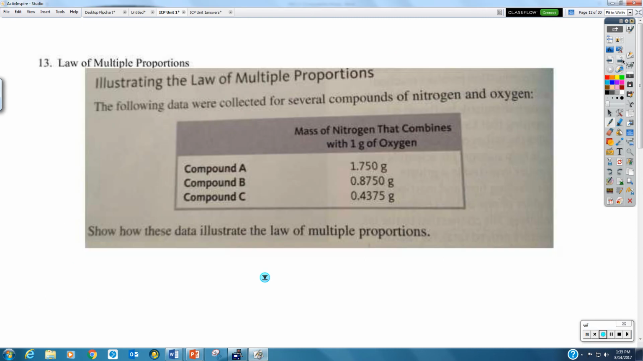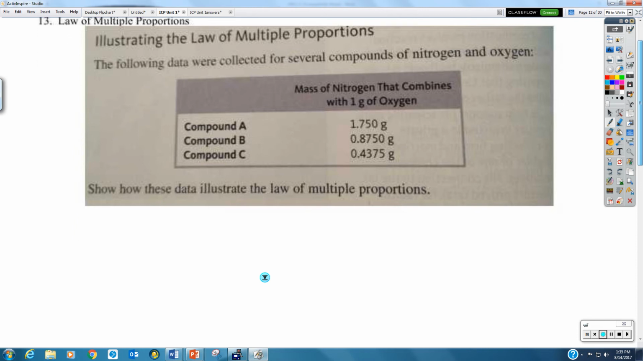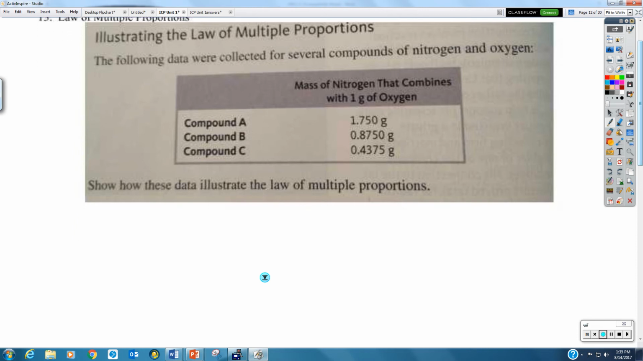So looking at problem 13 on yours, you have this law of multiple proportions, and we're going to look at an illustration for illustrating the law of multiple proportions. We're given the following data set that were collected for several compounds of nitrogen and oxygen. We are going to assume that in every one of the compounds we only have 1 gram of oxygen, and these are the relative amounts of nitrogen.